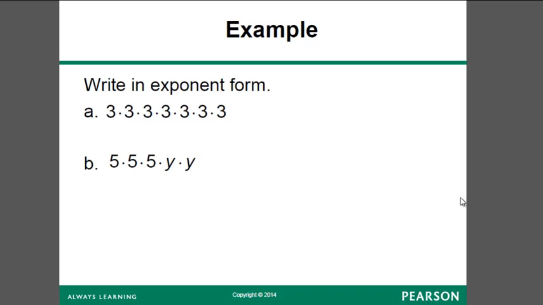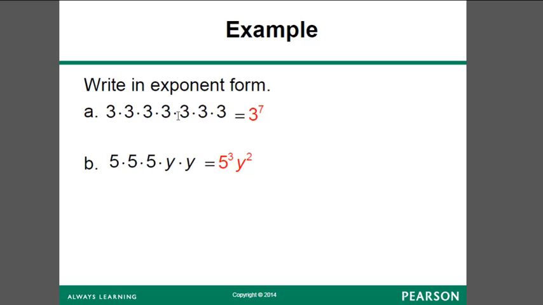So look at these two examples. Write in exponent form. I have 3 times 3 times 3 times 3 times 3 times 3 times 3. Then I also have 5 times 5 times 5 times y times y. We have to be careful on part B because it has two different items that are going to be raised to different powers. On part A, if I count, I have 1, 2, 3, 4, 5, 6, 7 3's. That means I will have 3 raised to the 7th power, as shown here.